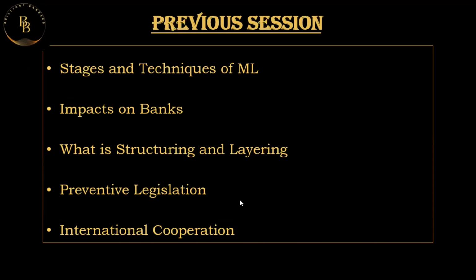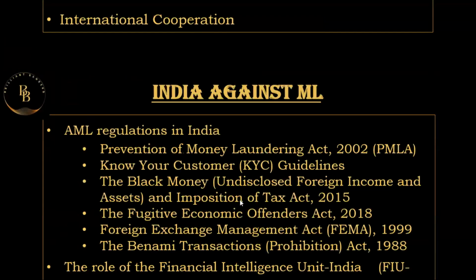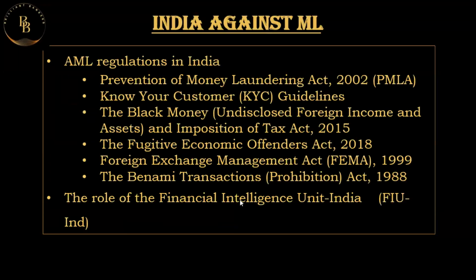So now we'll be starting off with what India is doing against money laundering. The AML regulations in India were established as a comprehensive regulatory framework to combat money laundering and the financing of terrorism, which aligns itself with the international standards. The cornerstone of this framework is the PMLA Act of 2002, that is the Prevention of Money Laundering Act 2002, along with several supporting rules and guidelines that have been amended over the years.